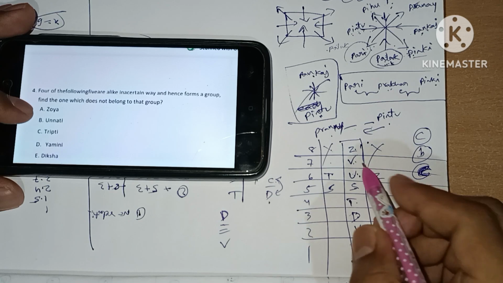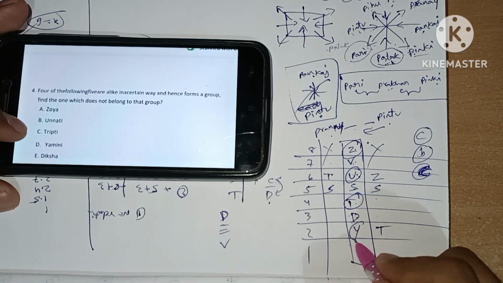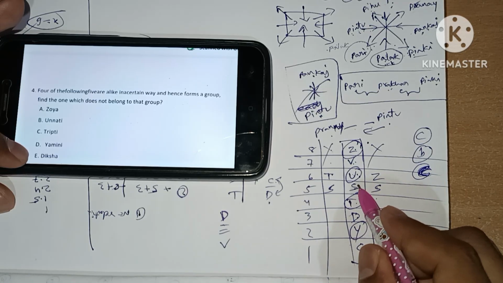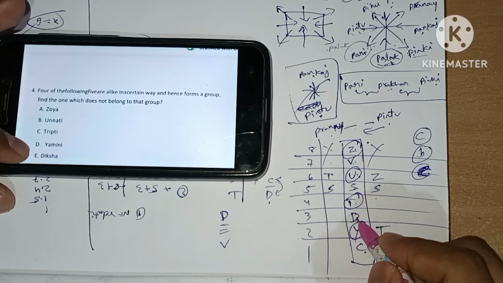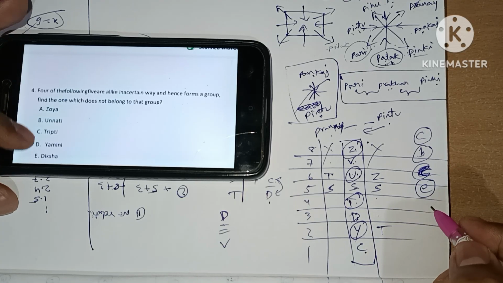Joya, Unnati, Tripti, Yamini, Diksha. Diksha is on an odd numbered floor. So option E is our odd one out.